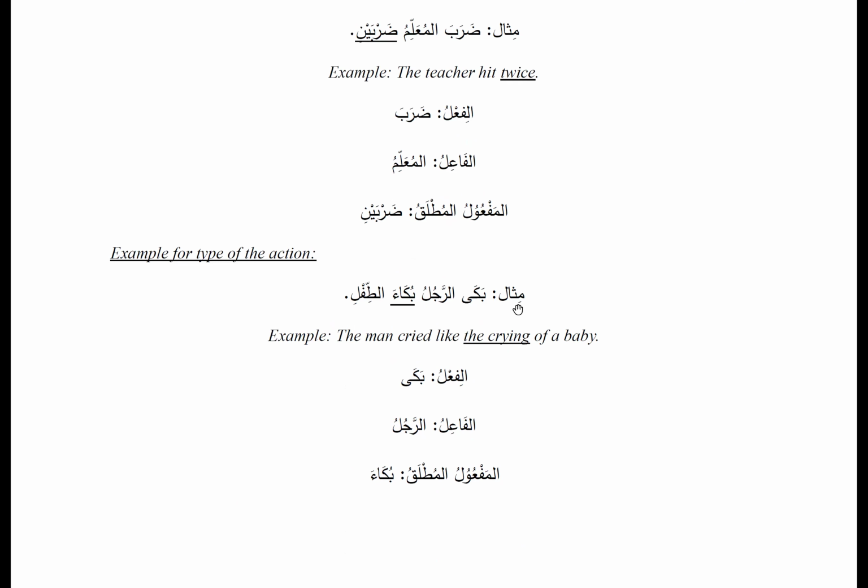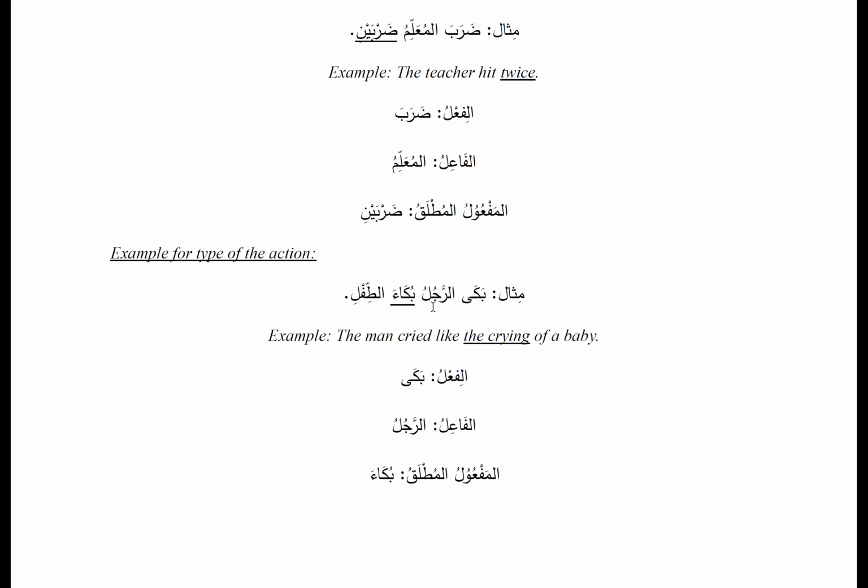Now example for the type of the action. For example, mithal here, baka ar-rajulu buka at-tifli. This means the man cried like the crying of a baby. Or in simple words, you would say the man cried like a baby. But I repeated the crying over here to show the word buka. Now, baka means to cry, it's a verb. The noun from this baka is buka, which is crying. At-tifl is baby.